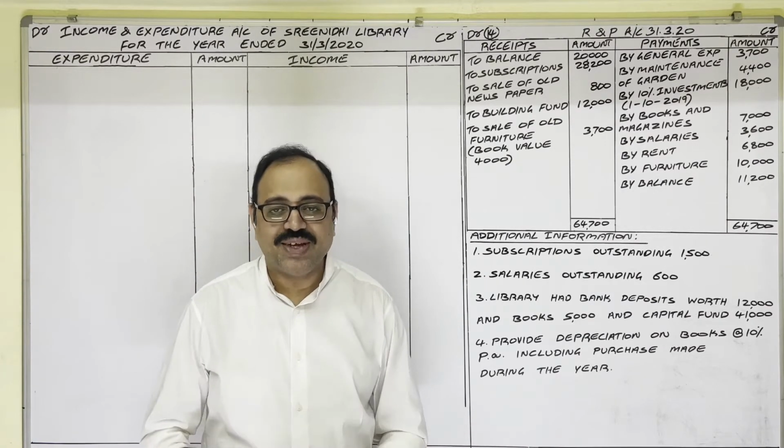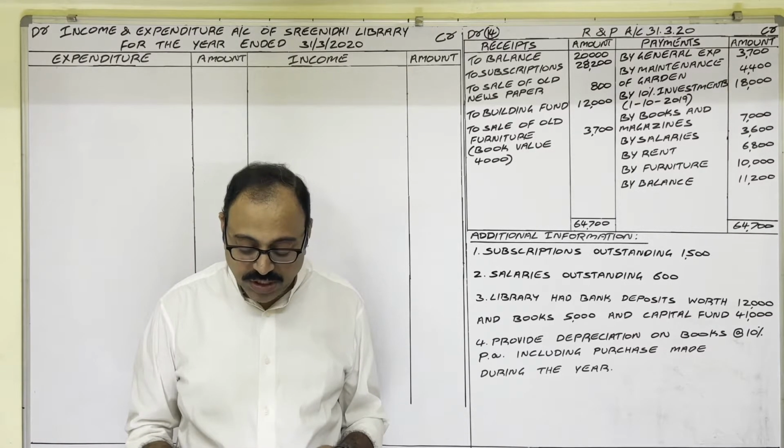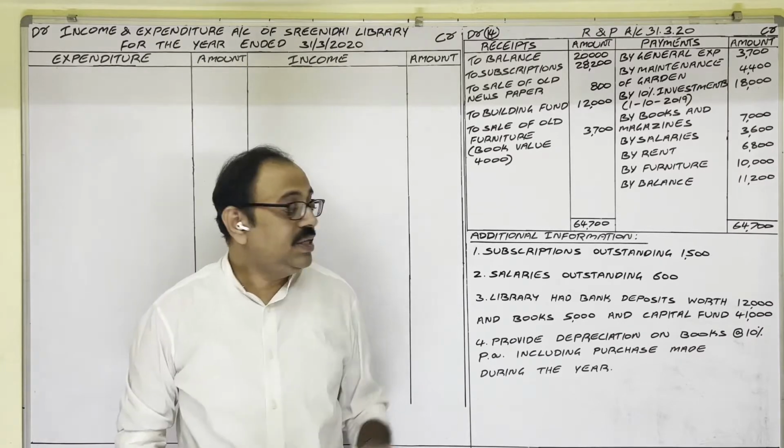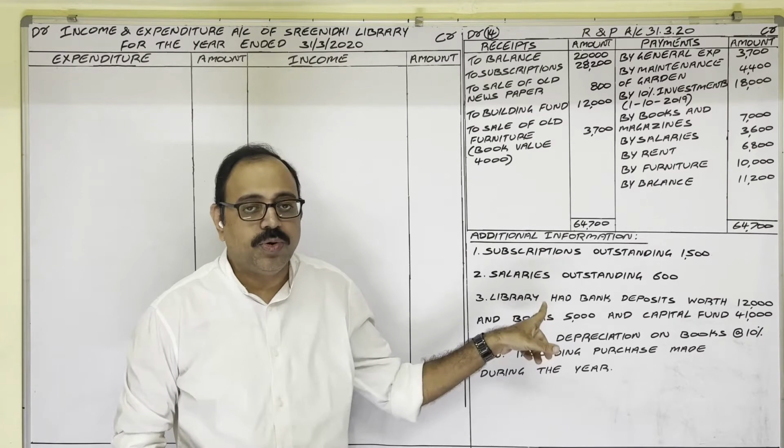Let us see the question first. From the following receipts and payments account and additional information, prepare income and expenditure account and balance sheet of Srinidhi Library as on 31st March 2020. Receipts and payments account and additional information are available on the board.